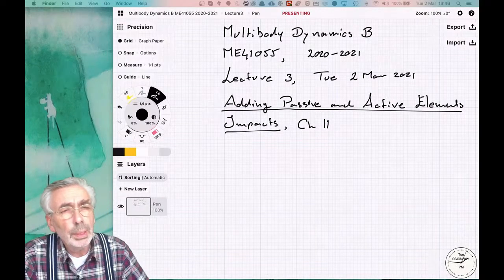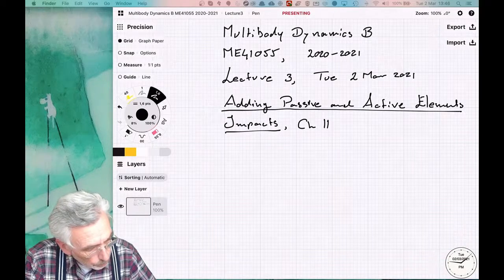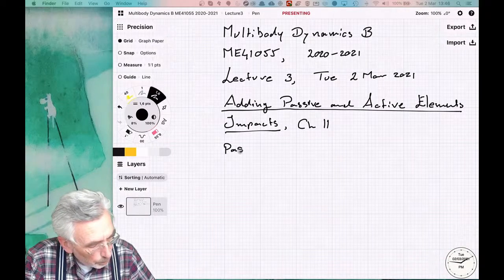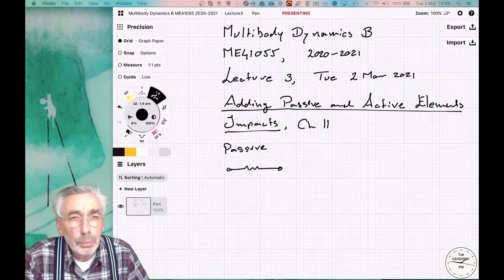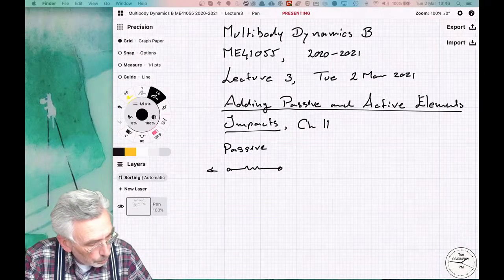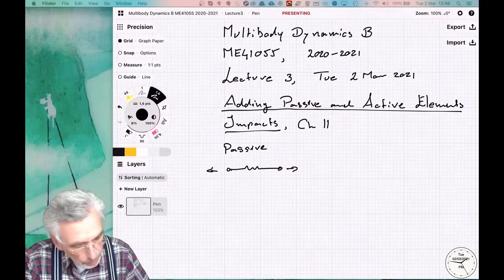So what do we mean with passive and active elements? As an example, if we talk about the passive elements, I can think of a linear spring. Why is that a passive element? Well, you can apply forces, and then the thing will elongate. You can store energy and the energy can be released.